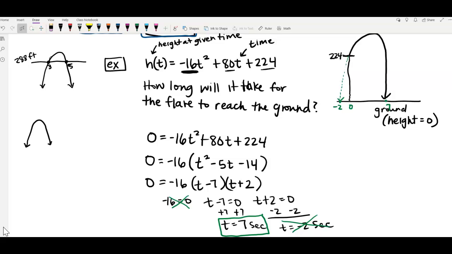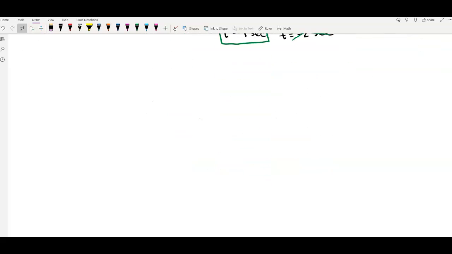Just to make sure, remember, the Pythagorean theorem is a squared plus b squared equals c squared. So of course you need to know that in order to do these.